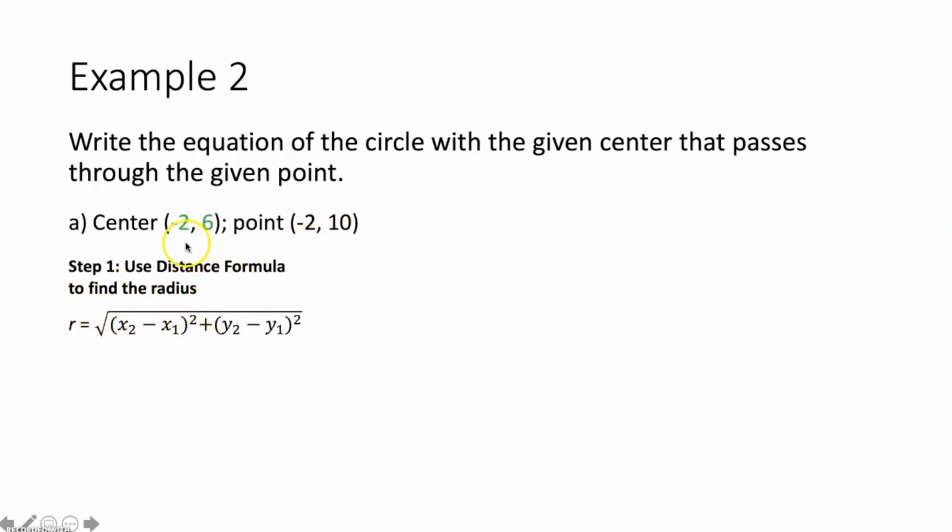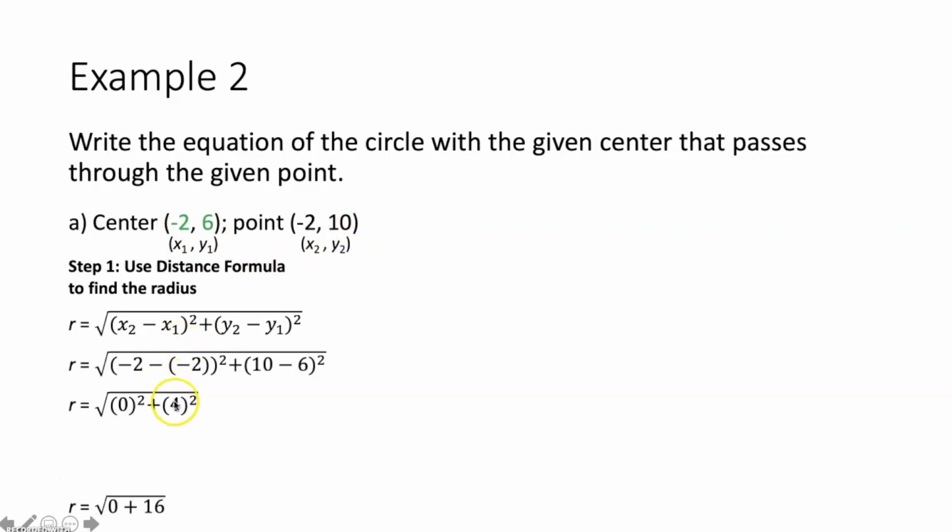To do that, we need to pick one of these points to be x sub 1, y sub 1, the other one to be x sub 2, y sub 2. So I'm going to plug in these coordinates to their corresponding spot in the distance formula. I then simplify and I get our radius is equal to 4.